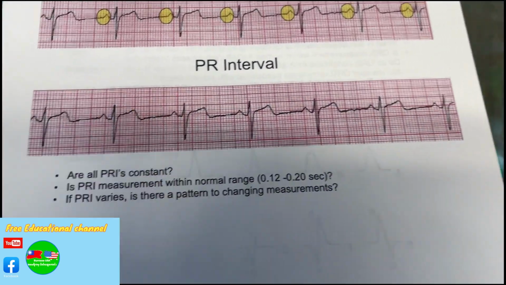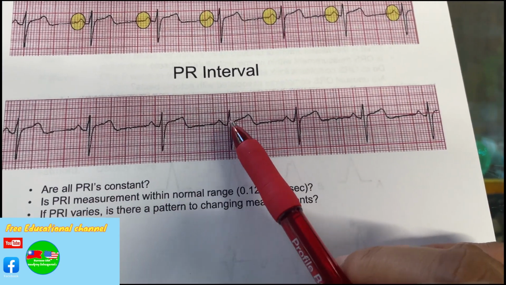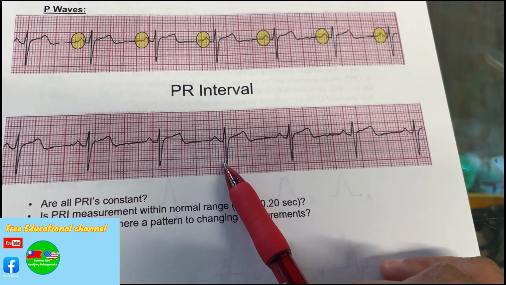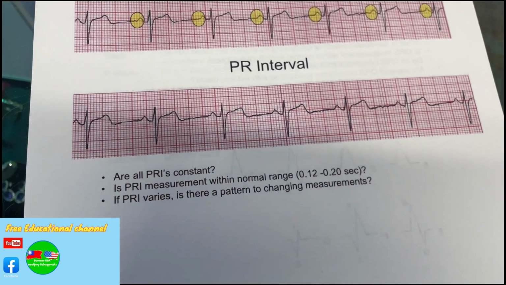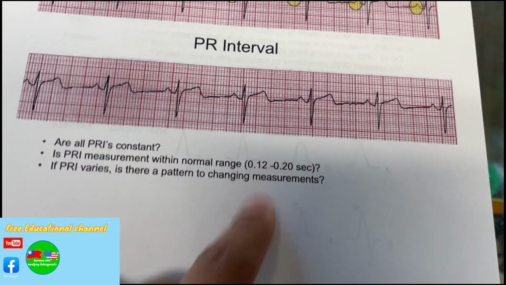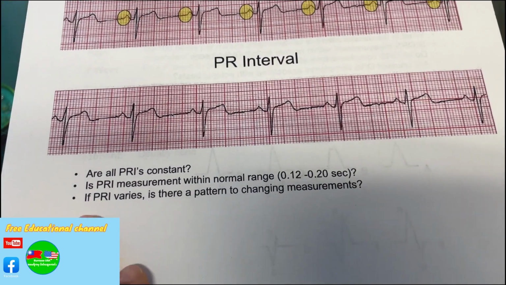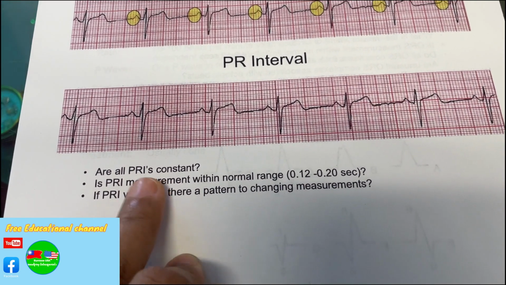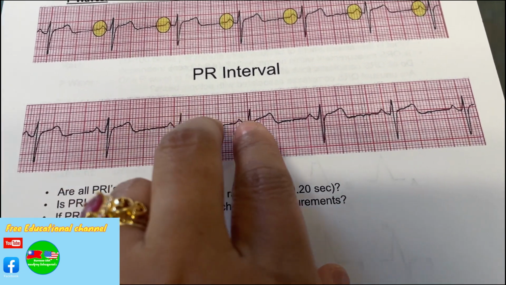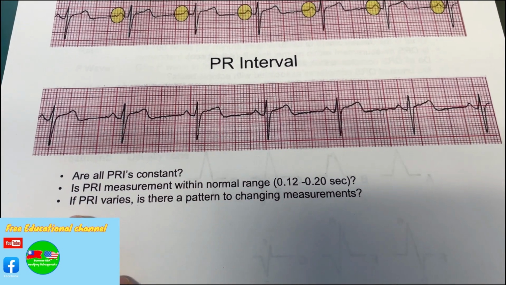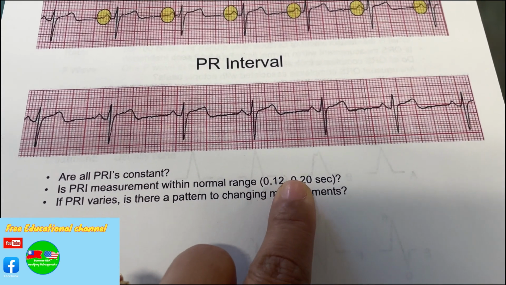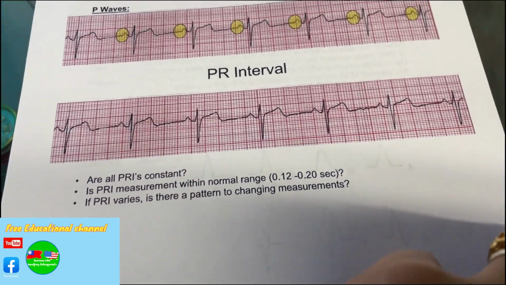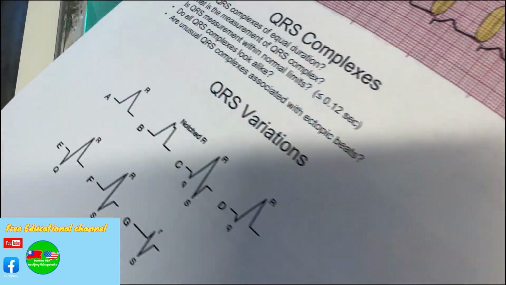And PR interval, remember, is from the start of the P wave to the start of the QRS. PR interval is less than 3 to 5 boxes. Is the PR interval constant? Yeah, they are constant, and less than 3 to 5 boxes. If it varies, that changes the measurement. So that's the PR interval.